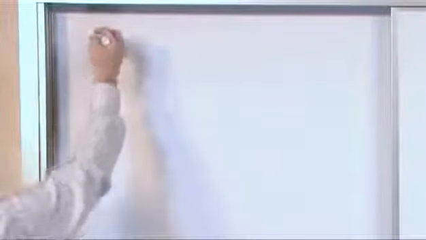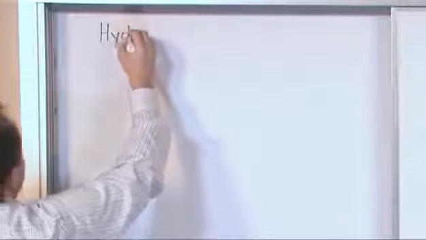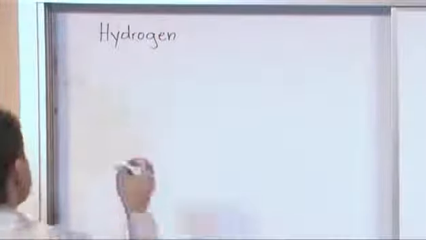So if we were going to draw an atom, the simplest atom that we could possibly draw would be a hydrogen atom. This is a flammable gas. It's used in rocket fuel. We filled the Hindenburg up with hydrogen gas. And it's actually the simplest gas. So let's go ahead and draw the hydrogen atom.